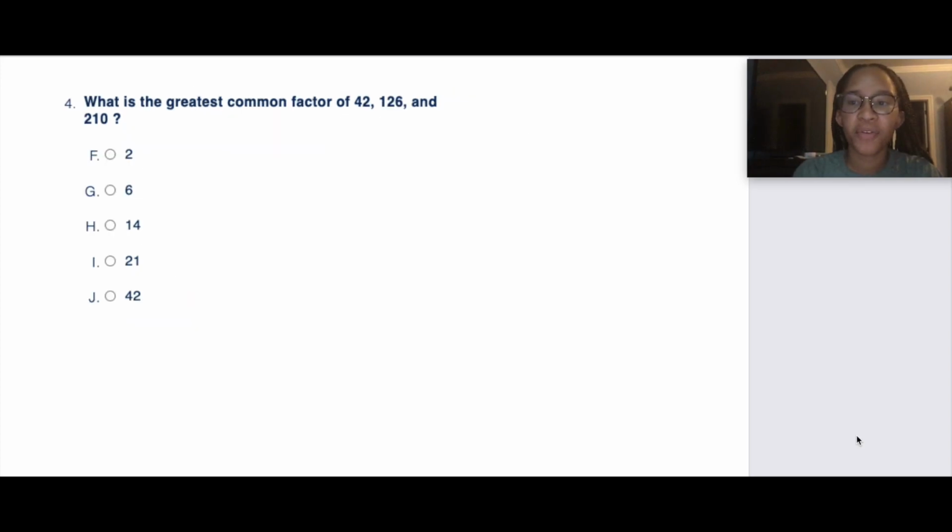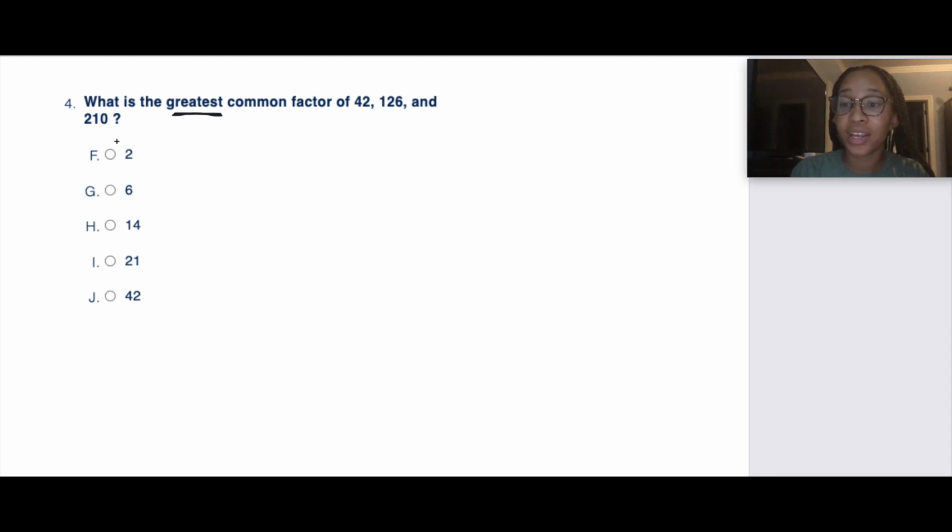What is the greatest common factor of 42, 126, and 210? One of the words to pay attention to here is greatest. We don't want just a common factor, because looking at the answer choices, 2 is going to be a factor of 42, 126, and 210 because they're all even, but they probably have a bigger factor in common than 2.